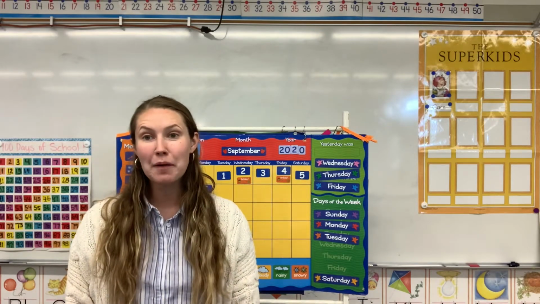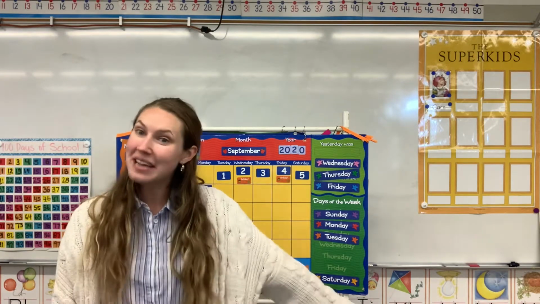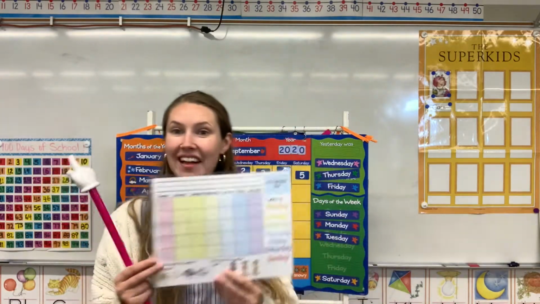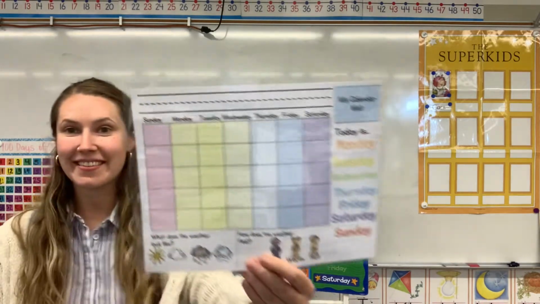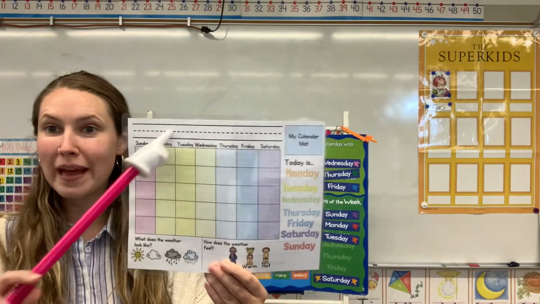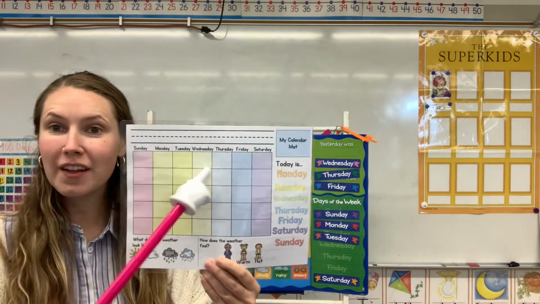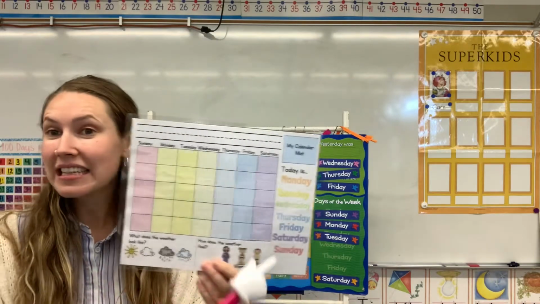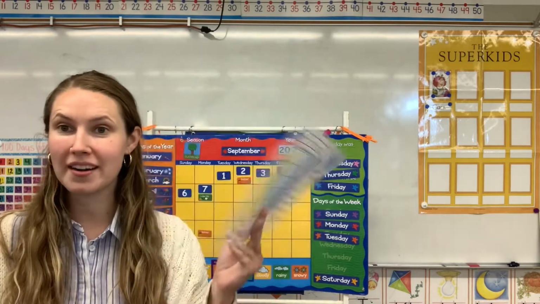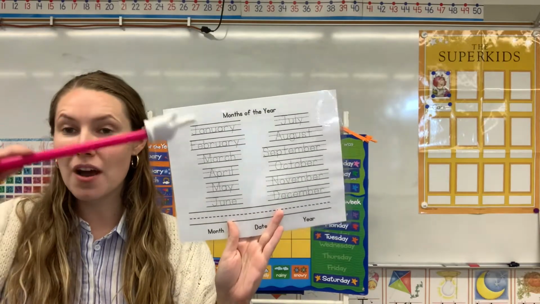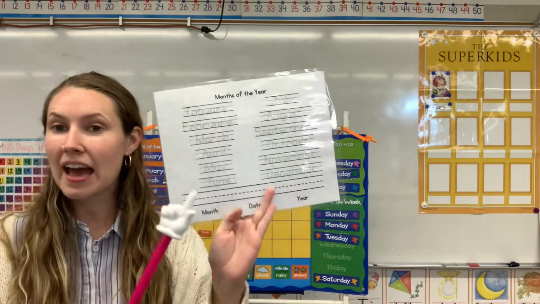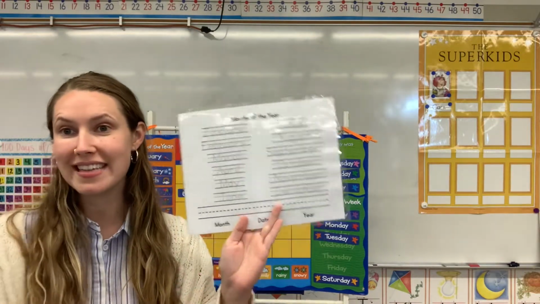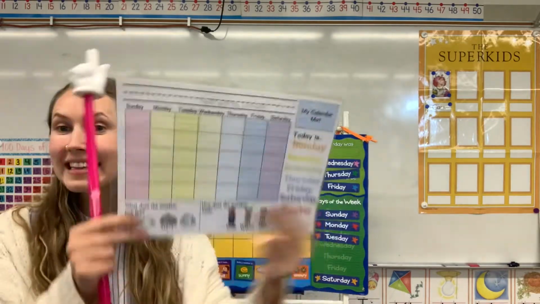So the first thing I want to point out is your brand new calendar mat. Your calendar mat looks like this. It has a place for you to write the month, for you to fill in the date, to mark the day of the week, and to even do your own weather report. And on the back, you will see all the months of the year and a place for you to practice writing the date. So go ahead and get this out now.